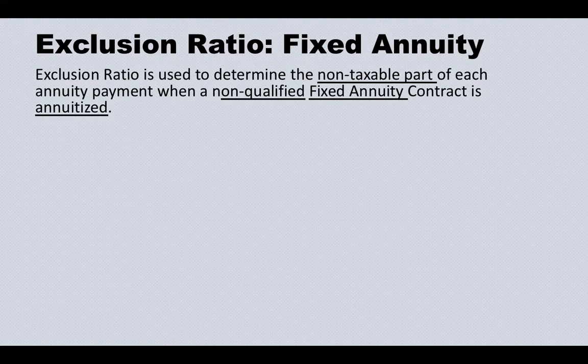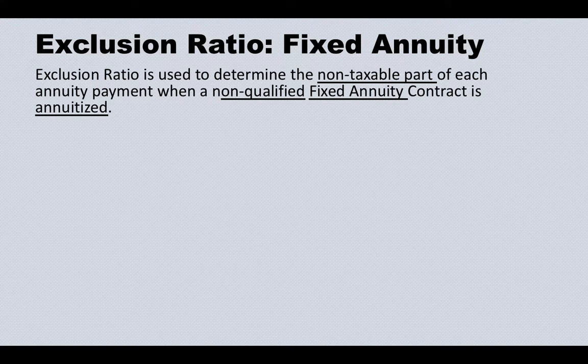So basically, the exclusion ratio is used to determine the non-taxable part of each annuity payment when a non-qualified fixed annuity contract is annuitized. First of all, we determine the non-taxable part. So you can figure out the taxable part by the monthly payment minus the non-taxable part, right?